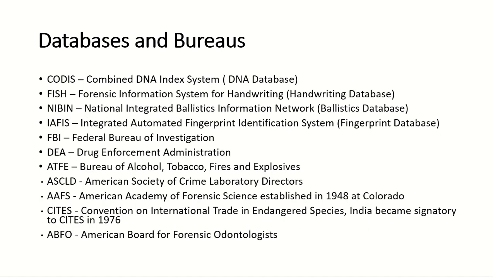The various databases and bureaus are CODIS, DNA database, that is Combined DNA Index System, FISH, Forensic Information System for Handwriting, it is a handwriting database, NIBIN, ballistics database, that is National Integrated Ballistics Information Network, IAFIS, fingerprint database, Integrated Automated Fingerprint Identification System. Also, there is AFIS, Automated Fingerprint Identification System.